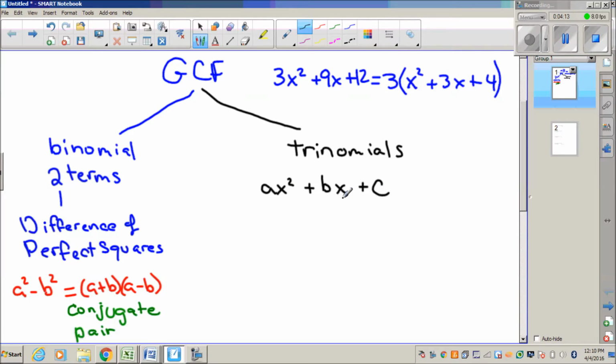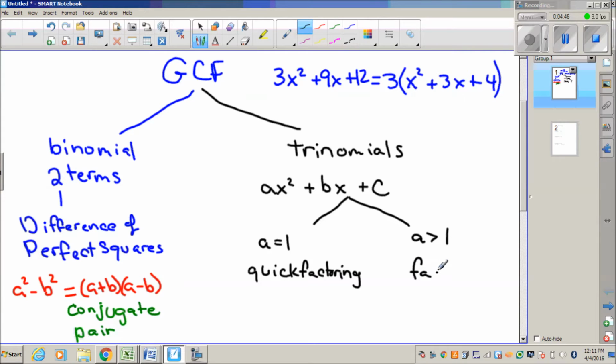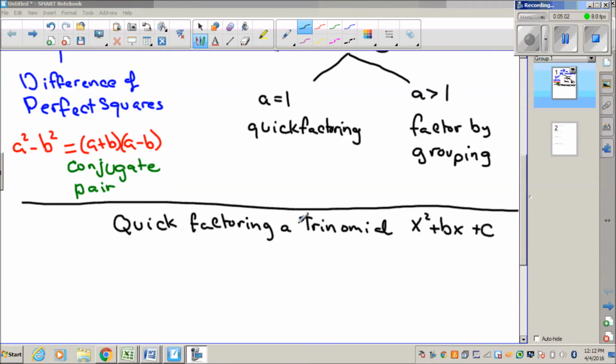So if you've got a trinomial and your leading term is 1, your a is equal to 1, what we've recommended doing is what's called quick factoring. Or, and I'm going to go through an example down below, if your a is greater than 1, if you've got 2x squared or 3x squared, then it's best to do factor by grouping, which simply avoids the need to do multiple guess and checks. Okay, so let's review quick factoring of a trinomial.